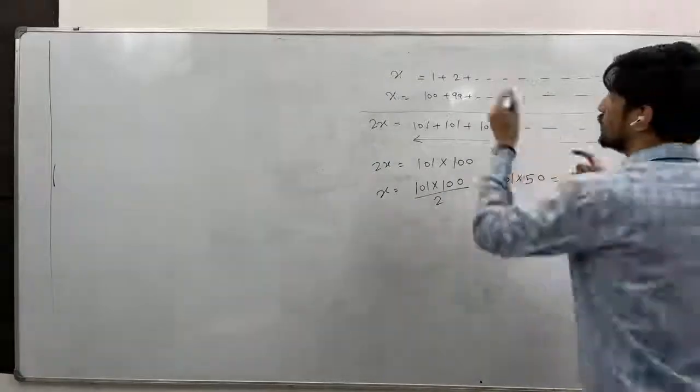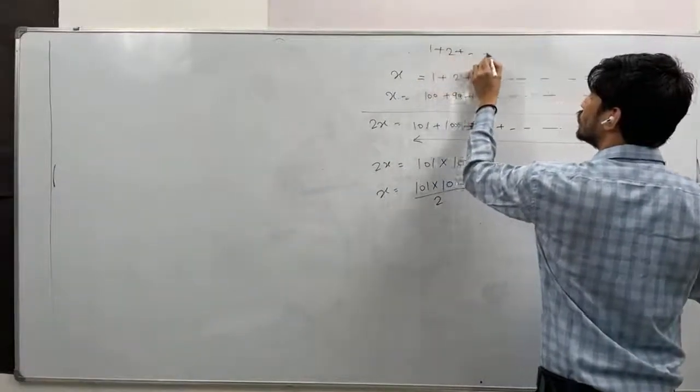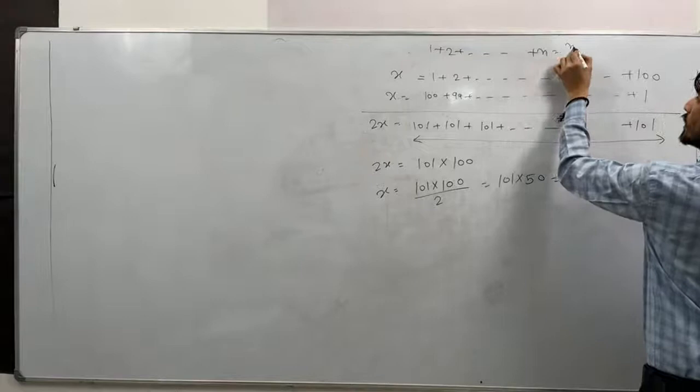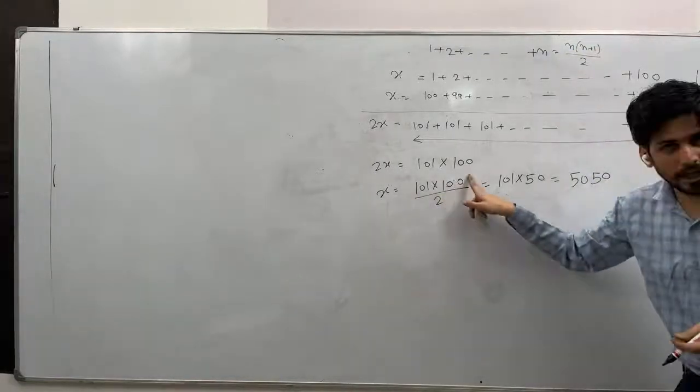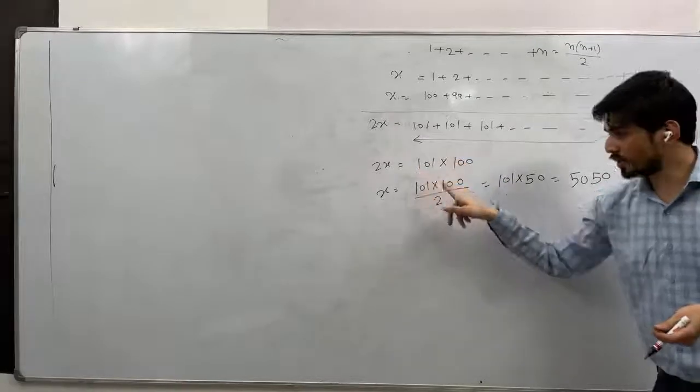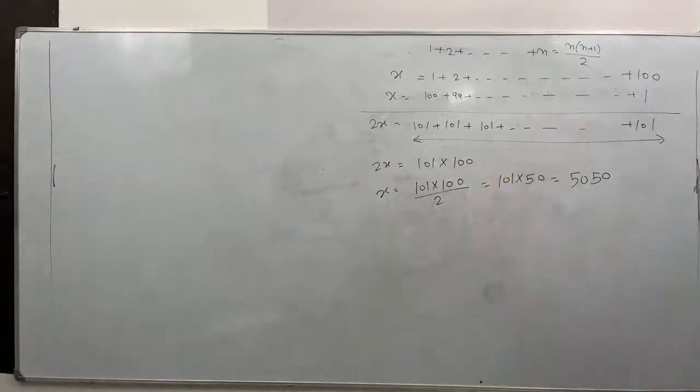So actually there is a formula also. Let's say you want to find the sum of first n natural numbers. So you can write n into n plus 1 divided by 2. Here also we are doing the same thing. This is n, this is n plus 1, divided by 2, right? Okay, now try question number 8.